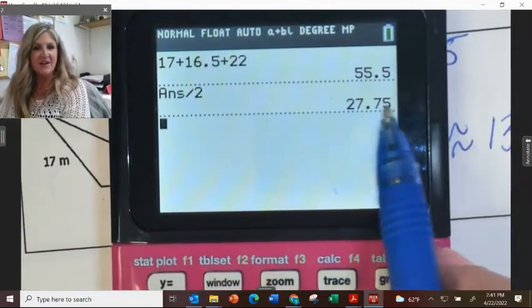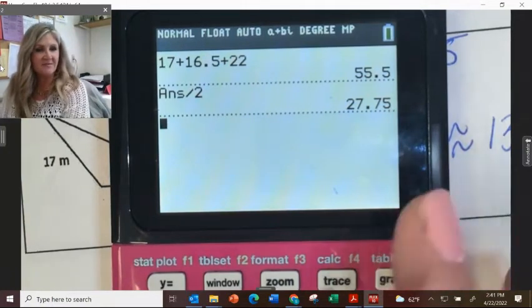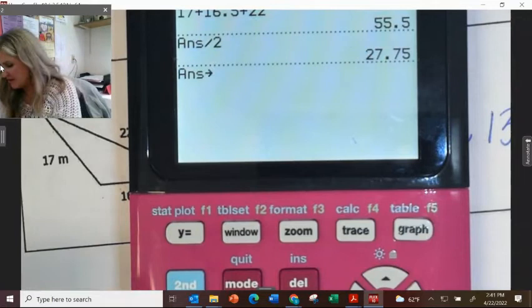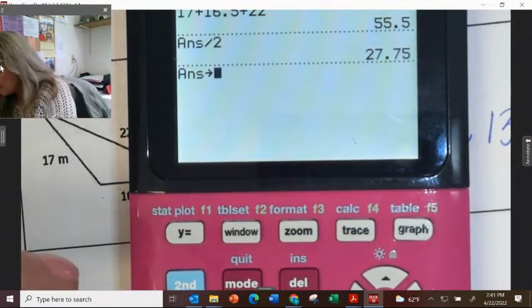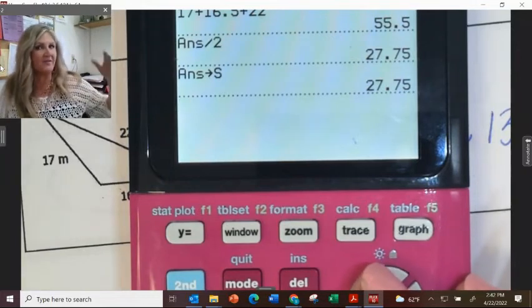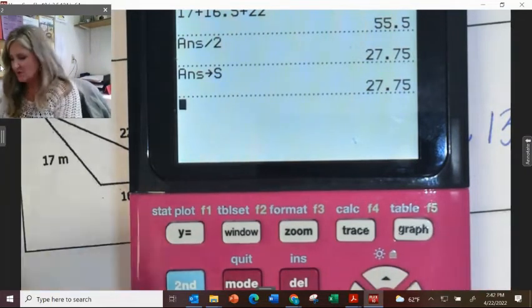Okay, so I just found the semi-perimeter and I stopped. Okay, here's what I'm going to do. I'm going to store this semi-perimeter in for S now. I'm storing it in for S. Instead of me having to type in the square root of S, S minus, etc., watch what I'm going to do.